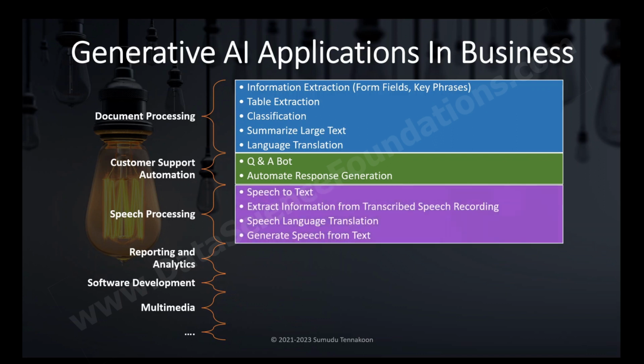And we can use generative AI for various speech processing tasks. Speech to text, we looked at it. Extract information from a transcribed speech recording, like a telephone conversation, like we looked at earlier. Real-time transcription can happen, and it can be sent to a language model to extract information, like the document processing example. We can extract information and take various actions in real time. And also we can use generative AI for generating speech from text.